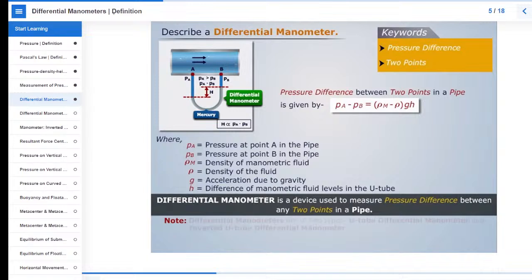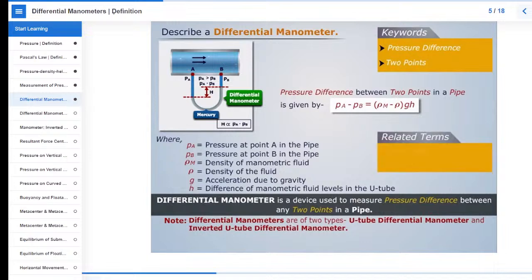Note that differential manometers are of 2 types, U-tube differential manometer and inverted U-tube differential manometer. Related terms are simple manometers and mechanical gauges.